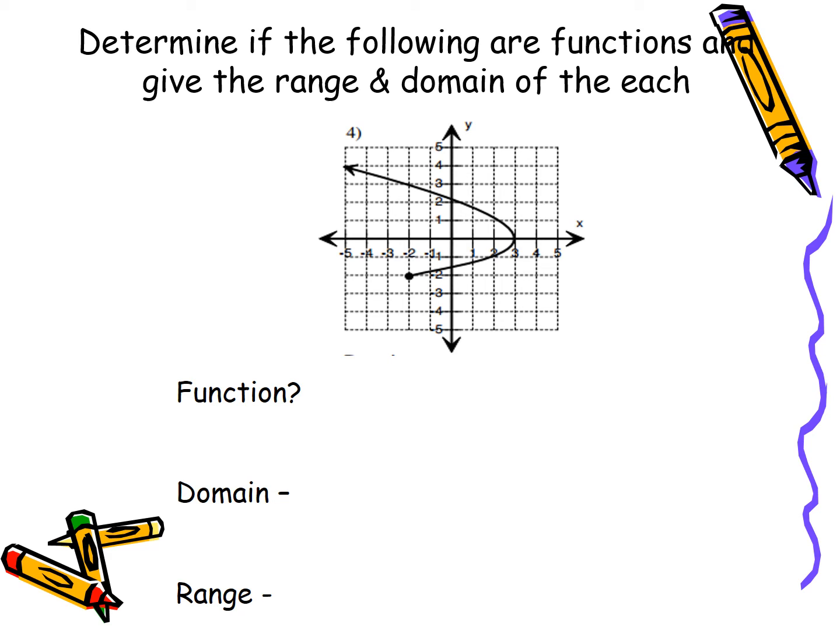The domain for this, my smallest x value is negative infinity because the arrow at the top left indicates it's going to go on forever. My largest x value is 3, and that 3 is included. The range, the smallest y value is negative 1, and then it goes on forever. So the range goes from negative 2 to infinity. I'm sorry, I misspoke. The smallest y value is negative 2.